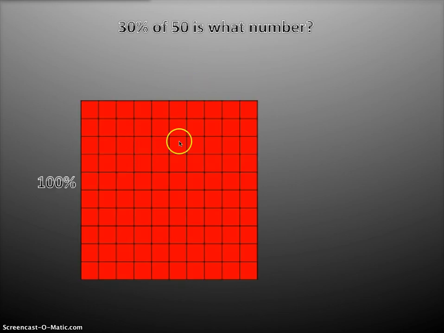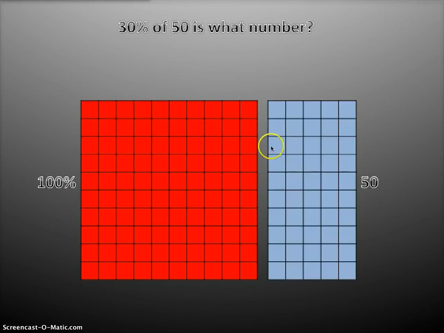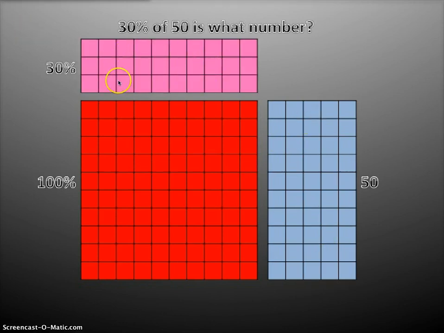We start with what we know. We're given the total number of 50, and the total number of 50 is 100% of 50. So first we put down our 100 block in the bottom left corner. Beside the total percent, we put the total number, which in this case is 50. Next we put down the change in percent, and we can see from the question that that is 30%. So we have the total percent, the total number, the change in percent. We seem to be missing the change in number.